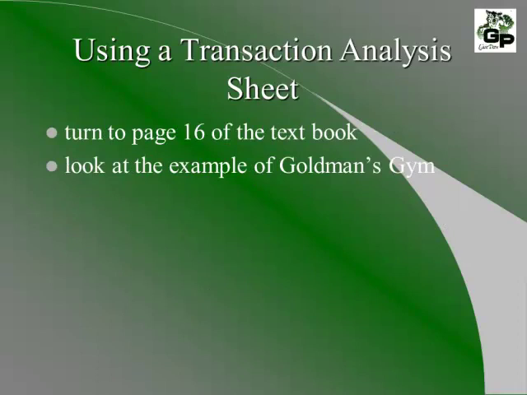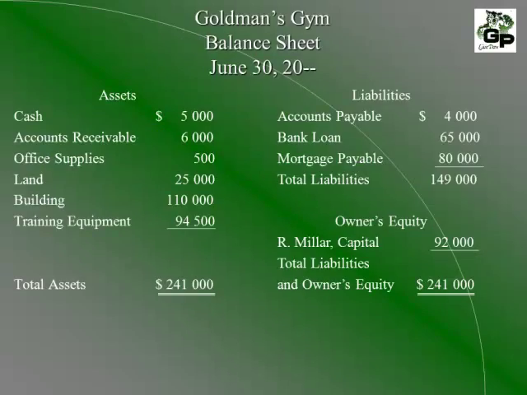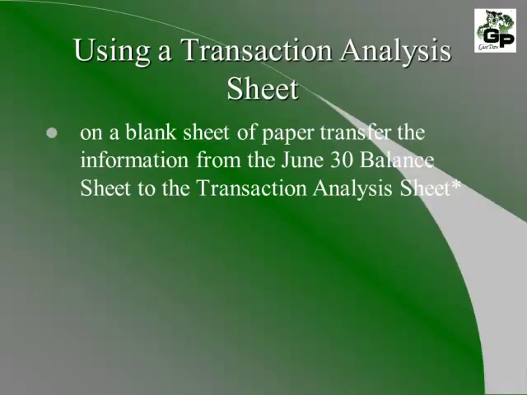In order to understand how the transaction analysis sheet works, we need to turn to page 16 of the textbook. Here we will look at the example of Goldman's Gym. Notice that the balance sheet for June 30th for Goldman's Gym is listed on the page. Here we see a list of all the asset accounts, the liability accounts, and the owner's equity account. We take all of these accounts and we write them on the transaction analysis sheet. Please take a blank sheet of paper, turn it sideways, and transfer the information from the June 30th balance sheet to this sheet of paper, and it'll be called the transaction analysis sheet.